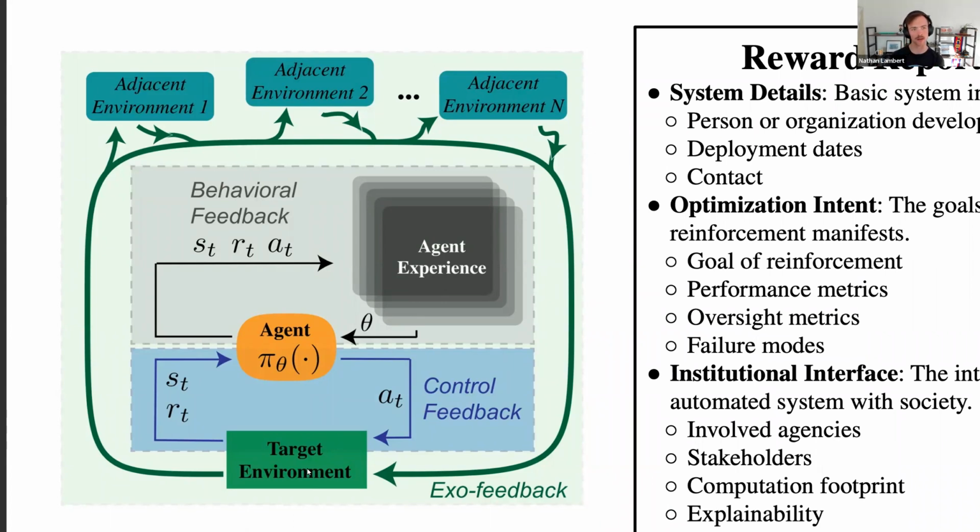So to that end, we have coined behavioral and exogenous feedback, where we can understand the ways that a behavior emerges over time and how those behaviors may cause externalized risks with adjacent environments. And reinforcement learning is designed to optimize a single task over these long horizons. And practitioners often don't consider the external effects that the algorithms could have.